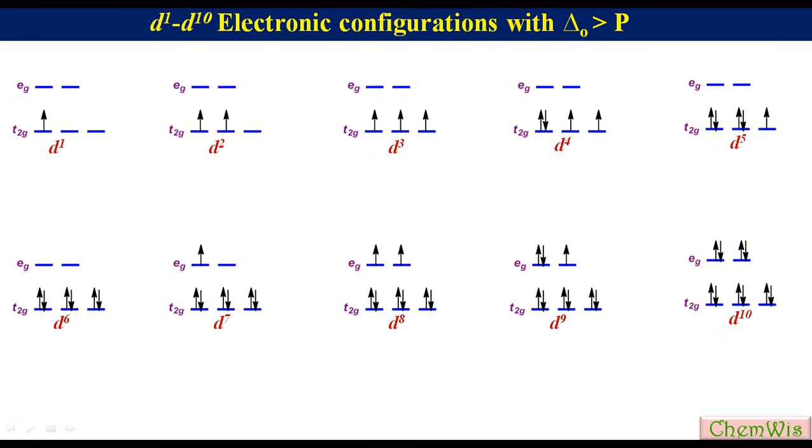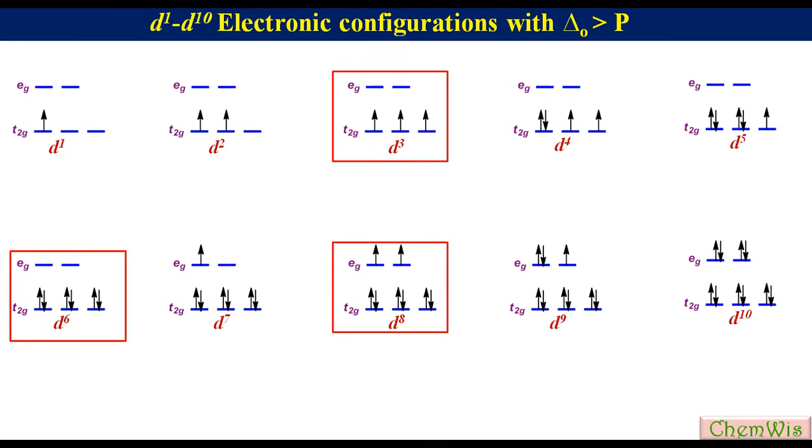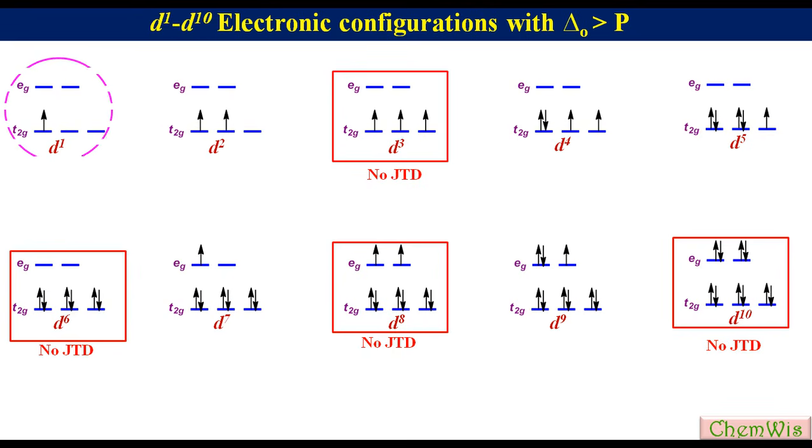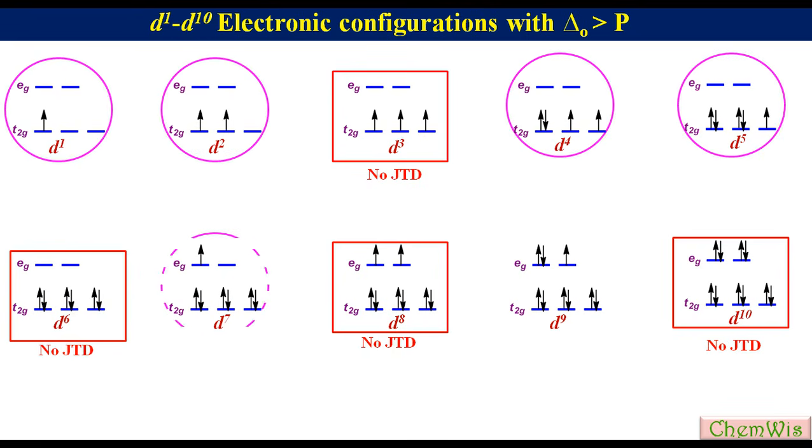In octahedral complexes having d1 to d10 electrons in the metal ion with delta O greater than pairing energy, d3, d6, d8 and d10 have symmetrically filled d orbitals, so they will not show Jahn-Teller distortion, while d1, d2, d4, d5, d7 and d9 have unsymmetrically filled d orbitals, so they will show Jahn-Teller distortion.